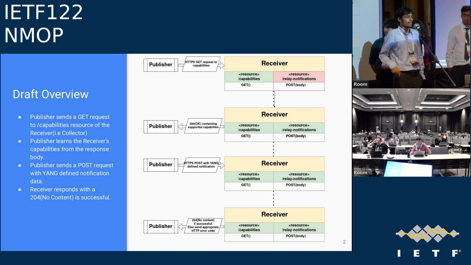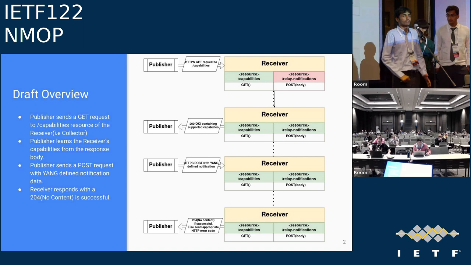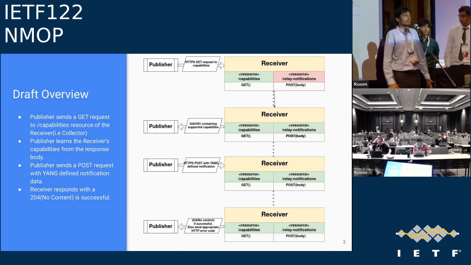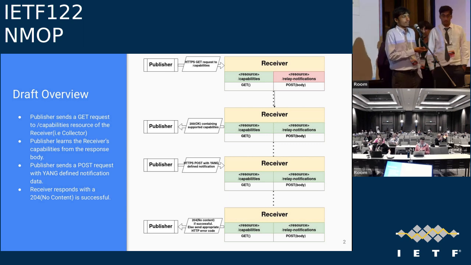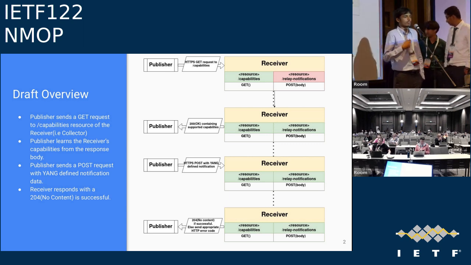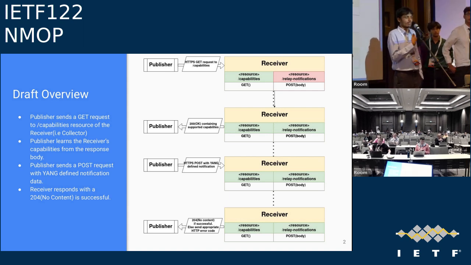This is a quick overview of the draft. It's a configured subscription model. So the publisher can learn what a receiver supports in terms of capabilities. And when I say capabilities, I mean what sort of encoding is supported. Once it learns what those capabilities are, it can start sending notifications to the receiver. So ideally, a scenario would be, let's say, some telemetry data. The publisher can start sending notifications in the right encoding format to the receiver. And of course, all of the notification data is in a Yang defined format.